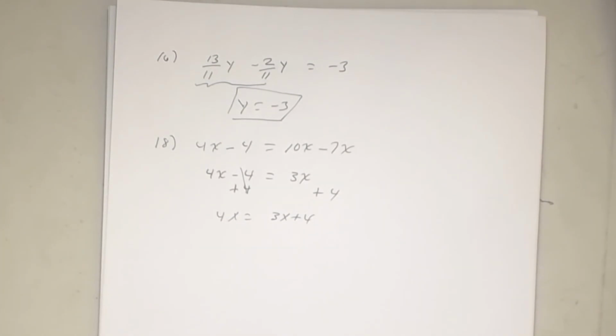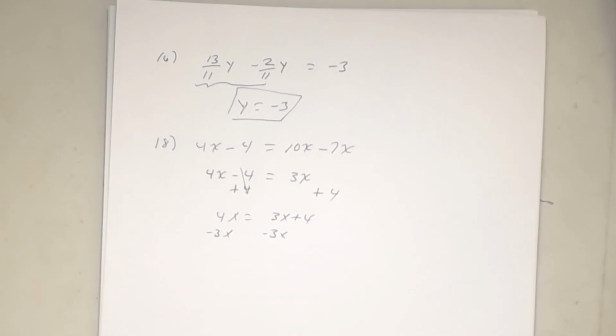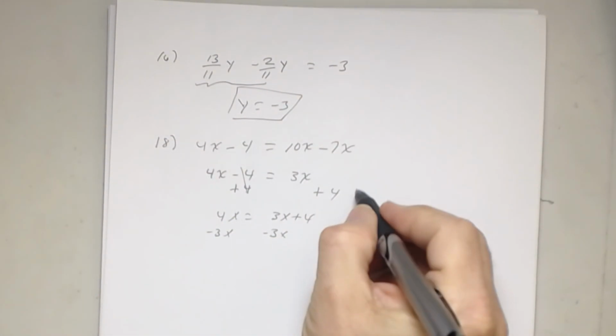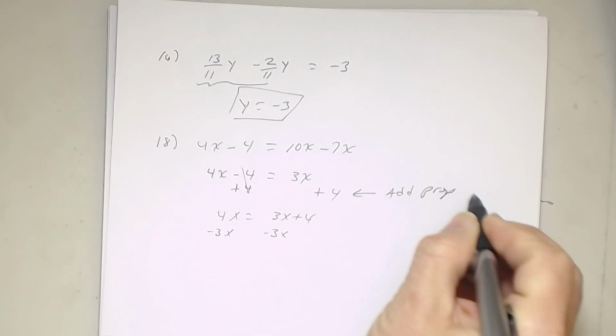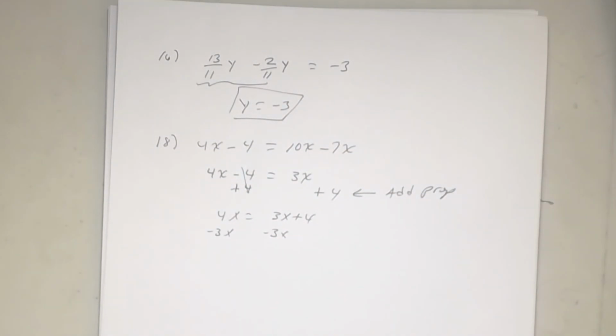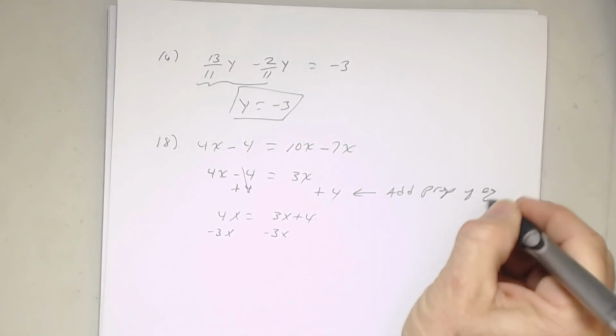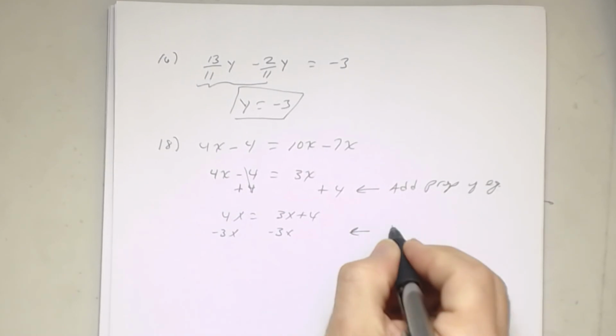What's the next step? Subtract 3x from both sides. So notice I used the addition property of equality how many times? Twice. So when you solve these equations, they become more complicated. These steps you're going to use more than once. That's equality, not equation. It's the addition property of equality. Then you combine like terms, and then you use the addition property of equality again.